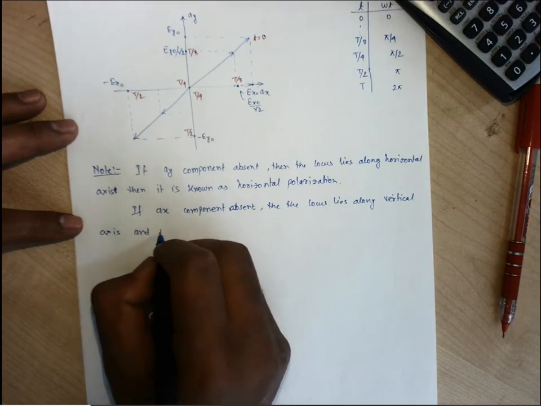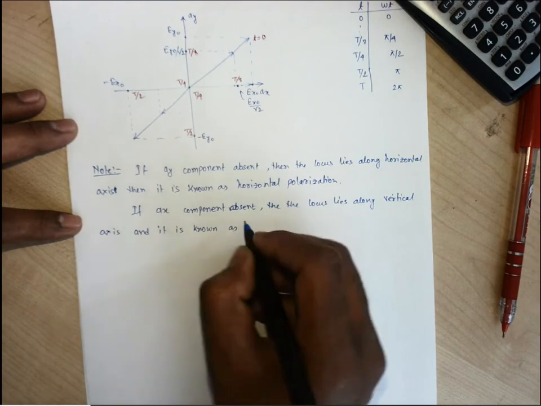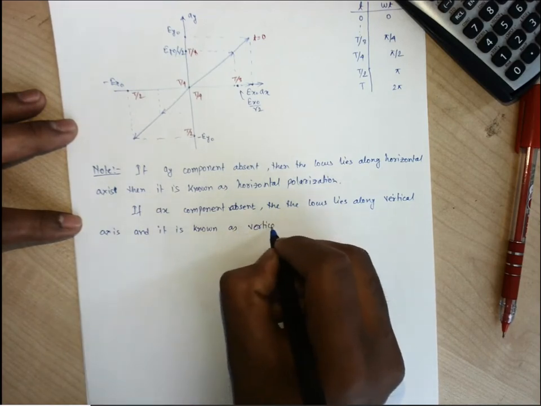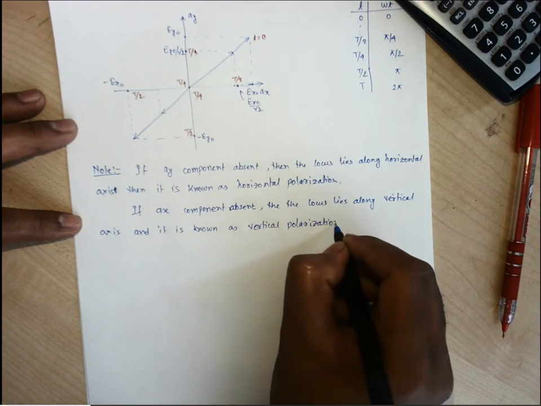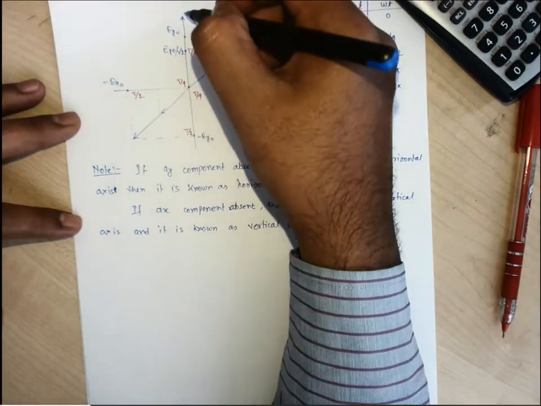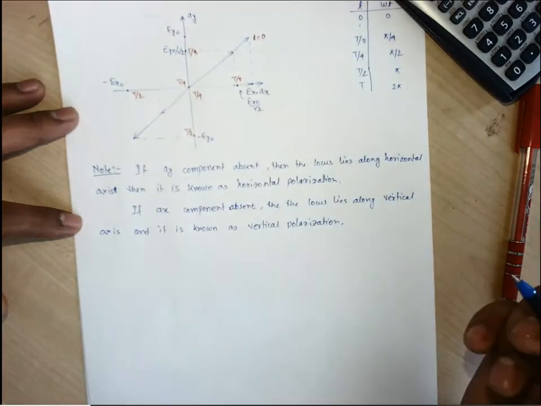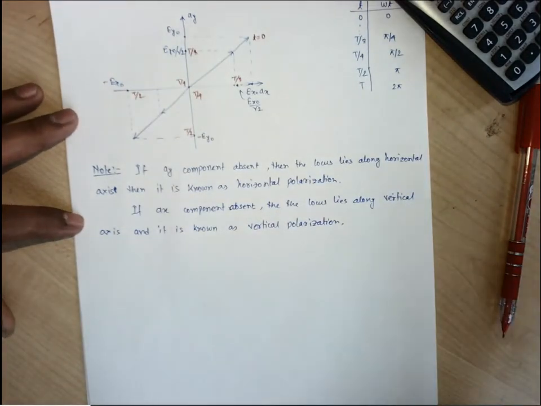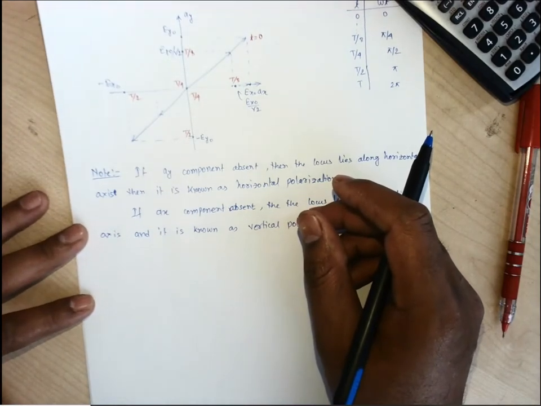And it is known as vertical polarization. So if this ax component exists, we can have the polarization which is along the y axis, that is known as vertical polarization.